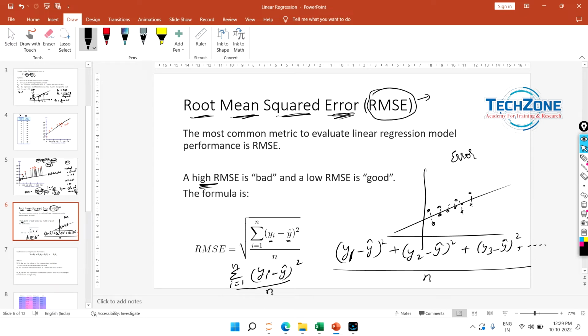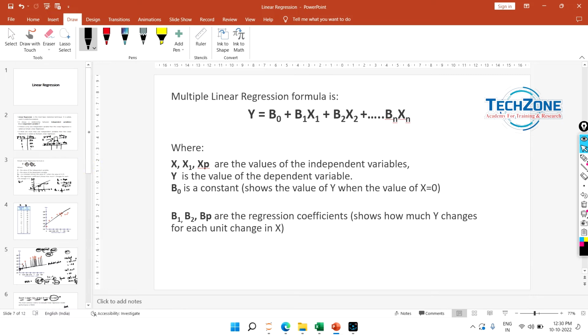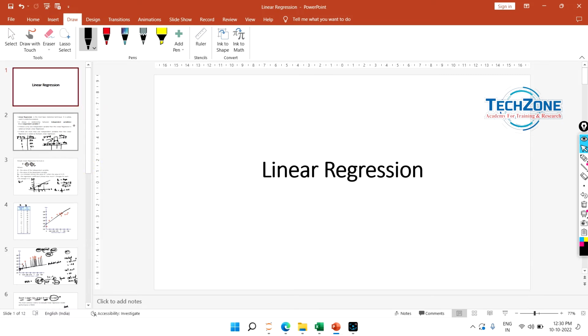And we find the mean. So when we are finding the mean, we need to divide by the number of observations. In this case, n is the number of observations, so we are dividing by n. That is only mean squared error. To find root mean squared error, we need to find the square root of this number. So a low RMSE is good for us. A high RMSE is bad for us. That was about simple linear regression.